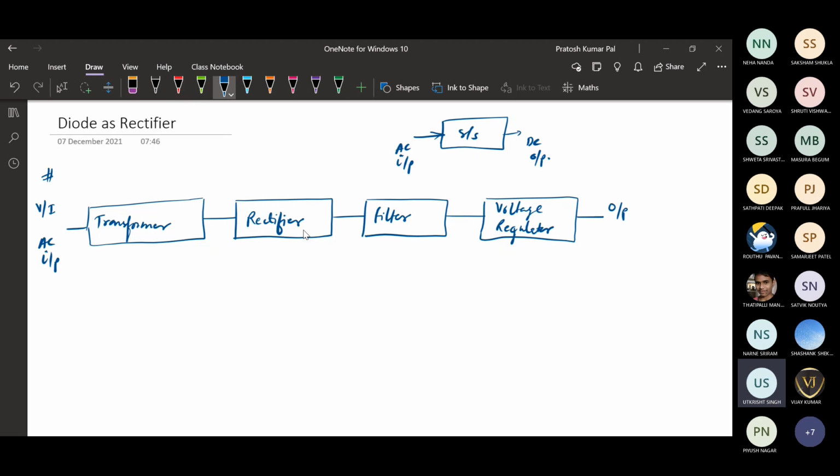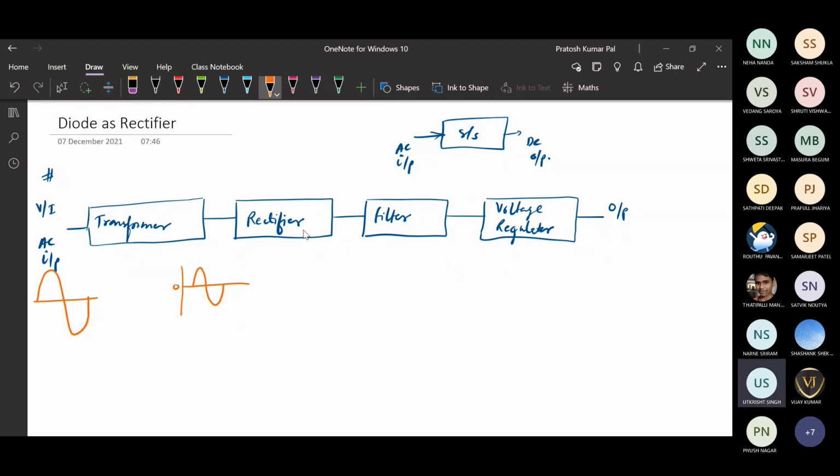At the input, we provide an AC input, which is a sinusoidal AC input. After passing through the transformer, this AC becomes the same AC, but suppose we are stepping down, so it has a smaller magnitude. Here we can see the waveform, and this is the zero level. This is a waveform having zero DC voltage.